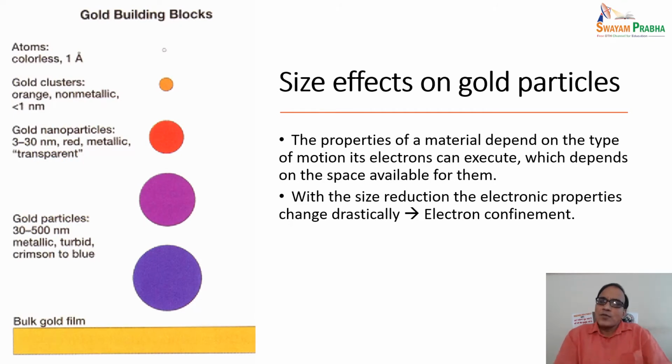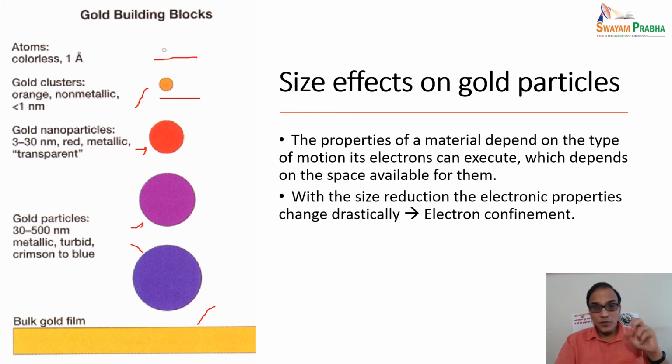Now let's take the example of size effect on the gold particles. As you can see, this bulk gold material is of this size, this yellow color. Gold particles of 30 to 500 nanometer are generally crimson to blue. These are the two colors from 30 to 500 nanometer if you move. Now, when we are decreasing the particle size to 3 to 30 nanometer, the color of the same gold is now red and metallic transparent. While if you go to the 1 nanometer scale, the gold cluster will look like this, orange, non-metallic. While at the angstrom level, it is colorless.